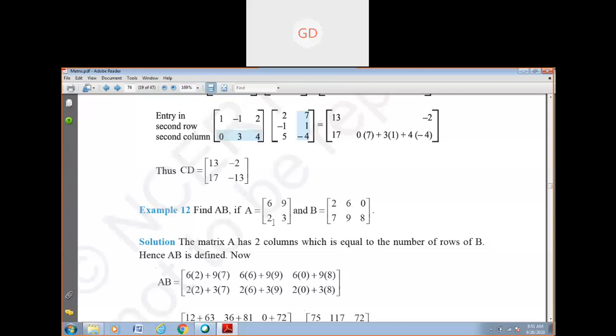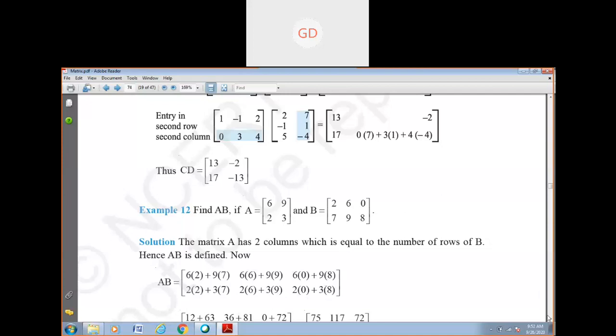Now second row into third column: 2 into 0, 3 into 8. So multiplication by the second row is over. That's why here the second row is filled. So we have got the first row by multiplying by the first row, and the second row by multiplying by the second row.